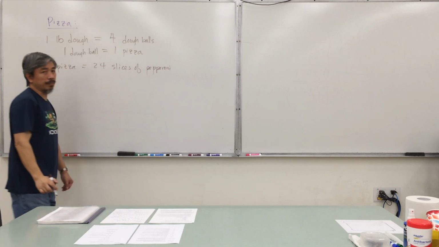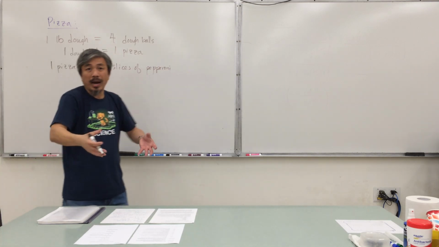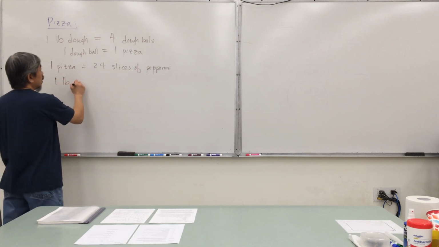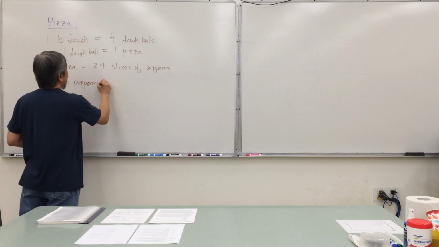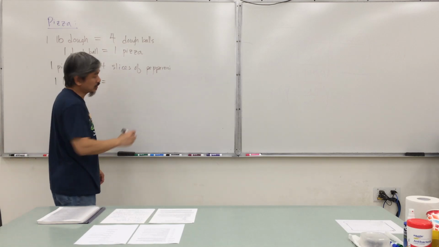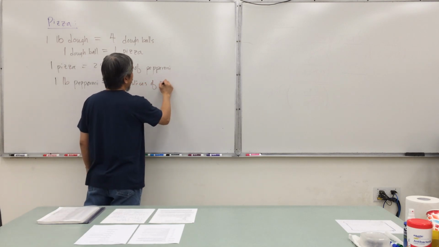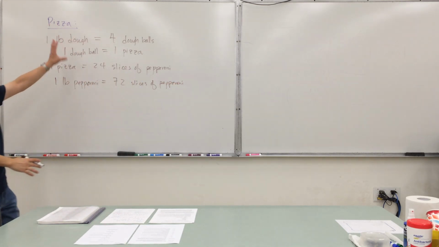Okay, 24 slices of pepperoni. And where is this pepperoni going to come from? Well, it's going to come from a big package that is sold by the pound, for example. And so I am told that 1 pound of pepperoni is going to have, I think in this case, 72 slices of pepperoni. So I have all this information over here.